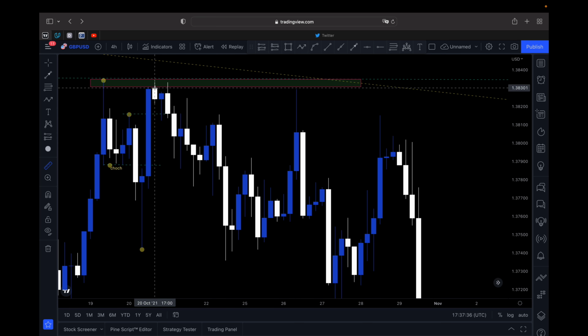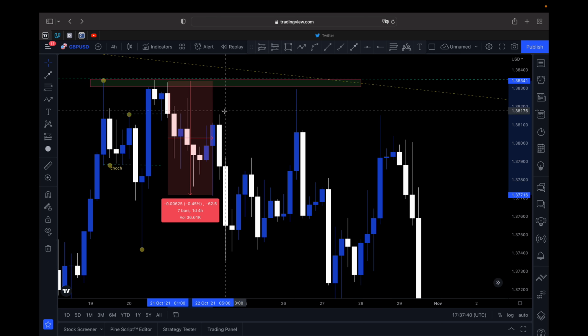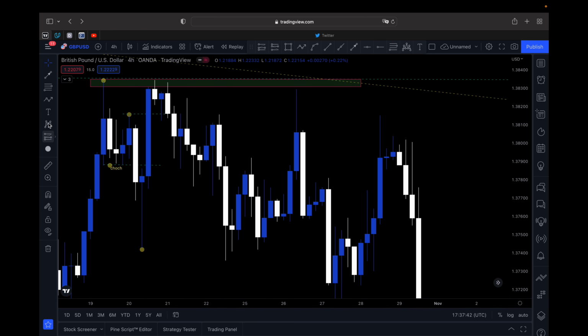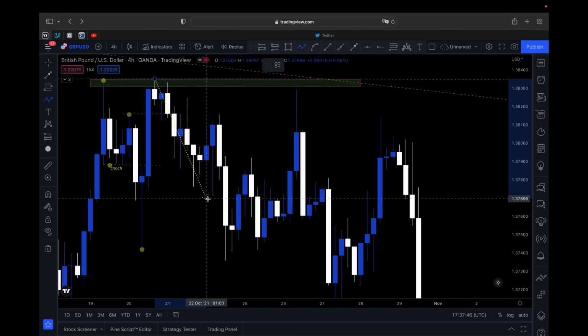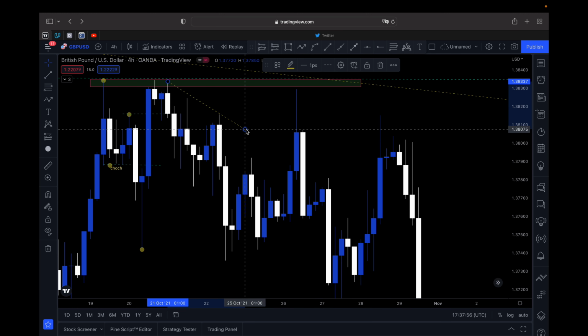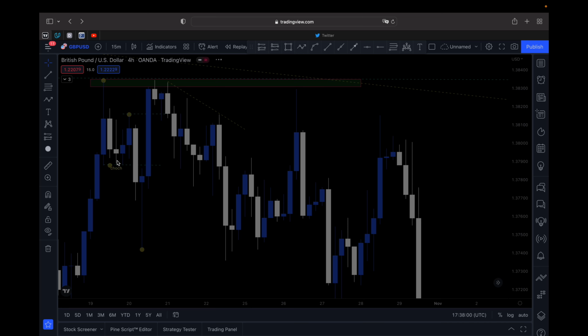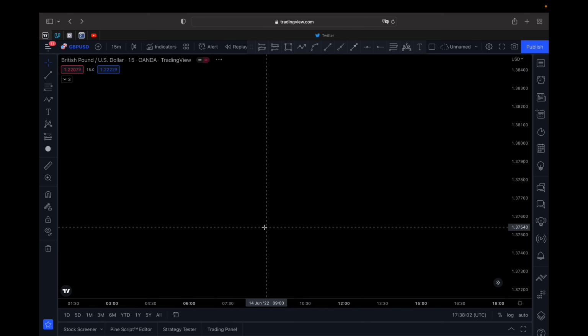After creating this lower high here, if you go down to the lower time frame, you could actually see that from this level to this level is a bearish trend. So we'll go down to a 15 minutes time frame. Let's check this out.